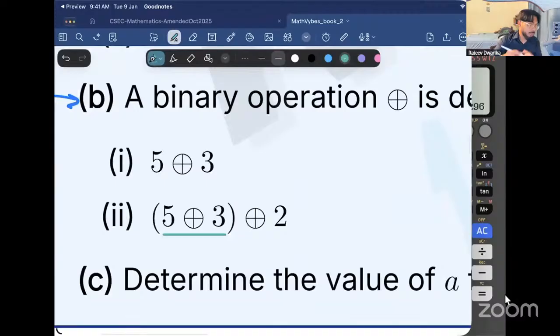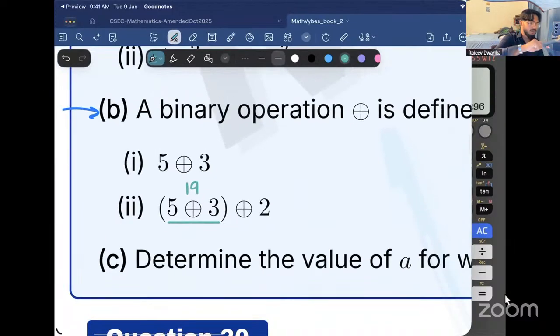So in this question, we work brackets first. This part over here is 19. And so the question boils down to what? 19 plus circle 2. Not circle brackets, plus circle. Okay, plus circle, I don't know what else to call it. But yeah, 19 plus circle 2.